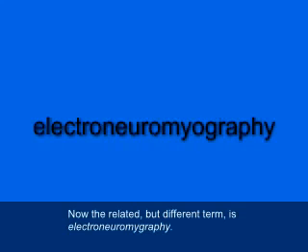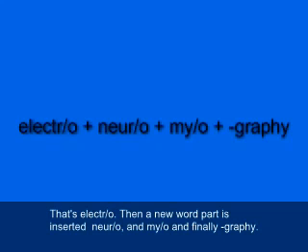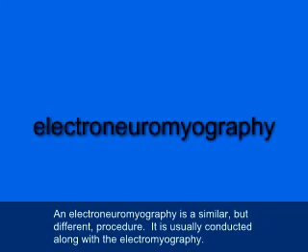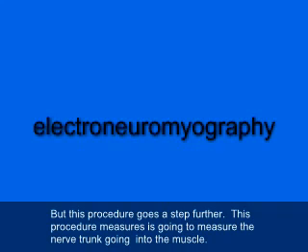Now, the related but different term is electroneuromyography. That's electro, then a new word part is inserted, neuro, and we have myo, and finally graphy. An electroneuromyography is a similar but different procedure. It's usually conducted along with the electromyography, but this procedure goes a step further.